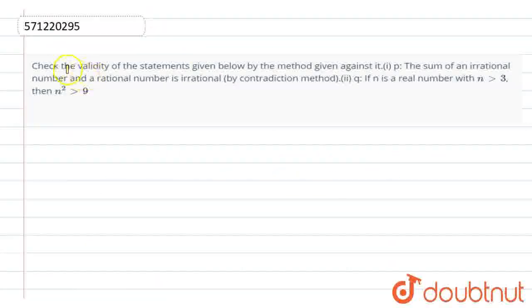Hello friends, so the question says check the validity of the statement given below by the method given against it. So the first statement is the sum of an irrational number and a rational number is irrational. We have to give the validity using the contradiction method. And the Q statement says if n is a real number with n greater than 3, then n square is greater than 9. Okay, so we will start with the first statement.